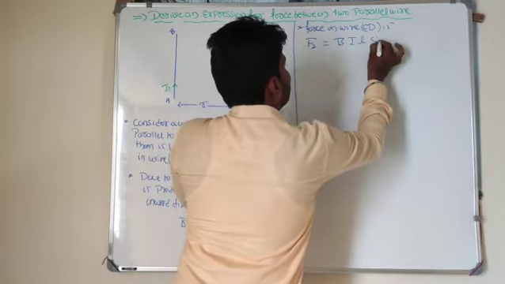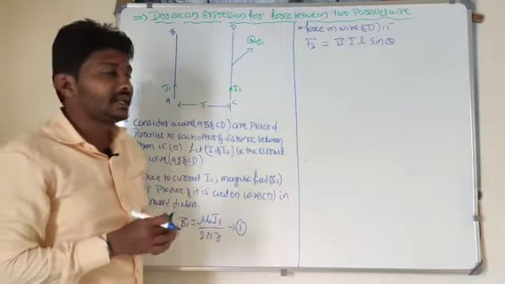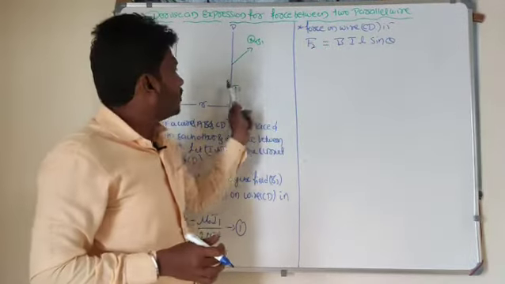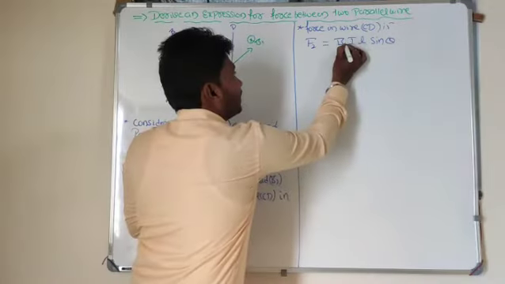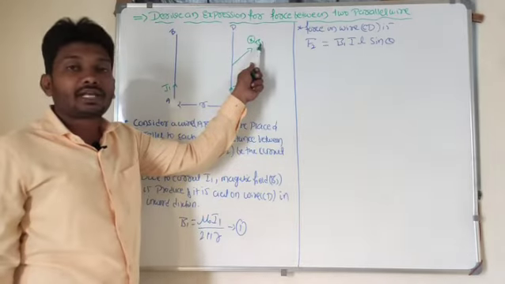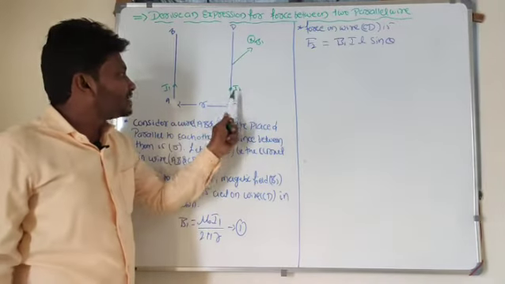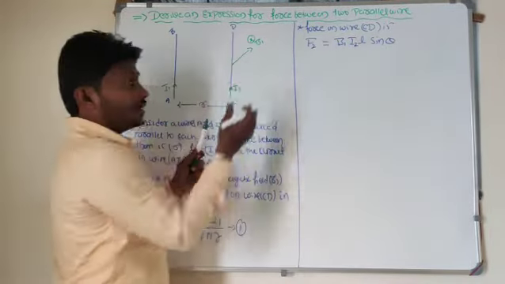B I L sin theta. So this force is perpendicular. Perpendicular means the angle is 90 degrees. Remember, on the wire CD, which magnetic field is present? Magnetic field B1 is acting here. On wire CD, which current is flowing? Current I2 is flowing. So don't get confused here.